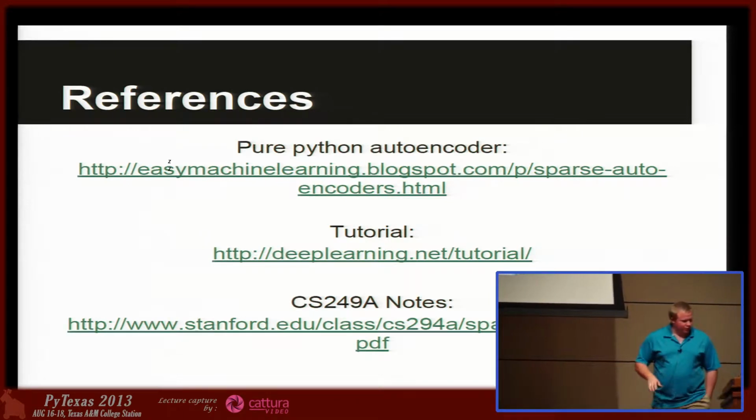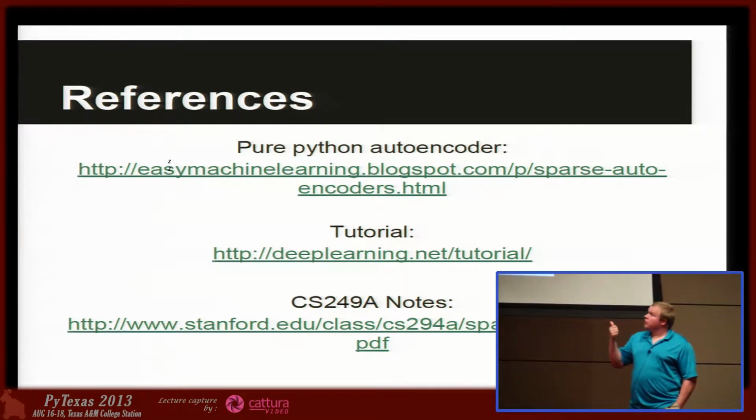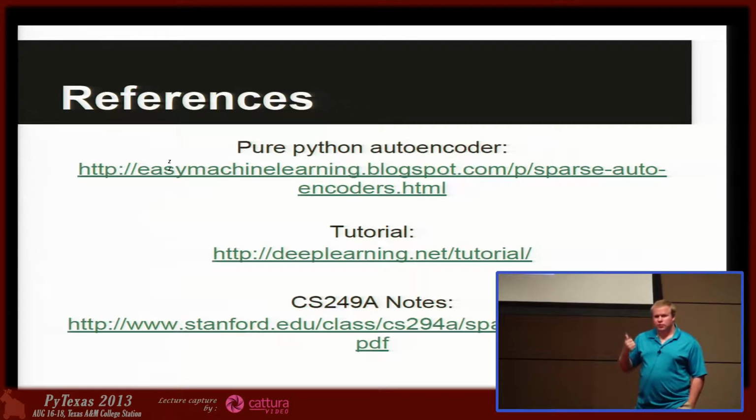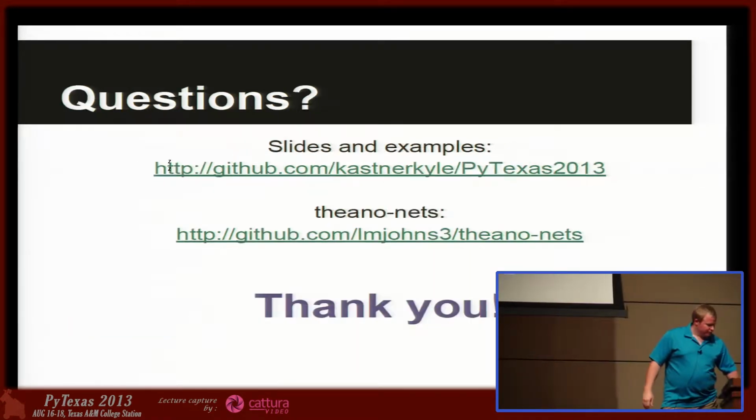So my references: there is an example of a pure Python autoencoder, and the guy that wrote this is contributing it back to sklearn, so that should be usable soon. There's also a big tutorial on deep learning that I linked to that has a lot more information and is very good. It's used as teaching slides for grad school at University of Montreal. And I also used some pictures from some Stanford notes on machine learning.